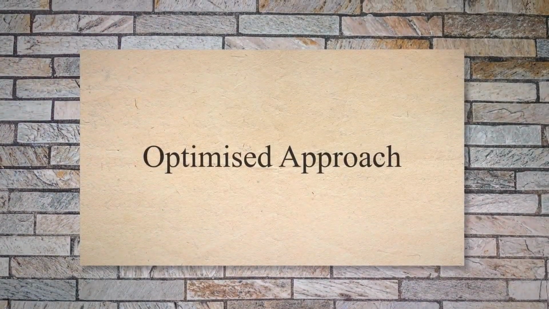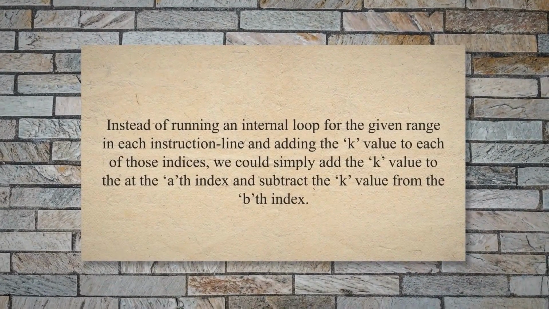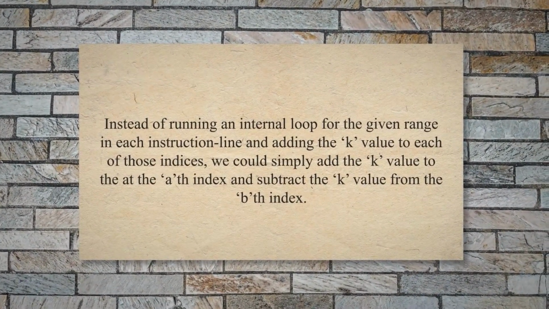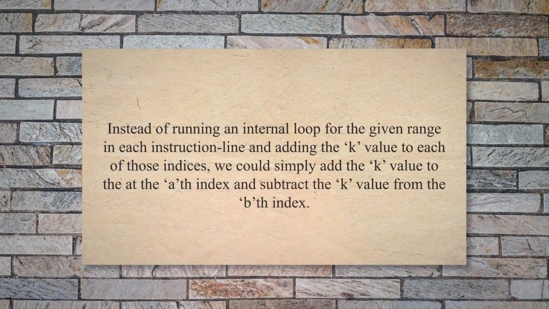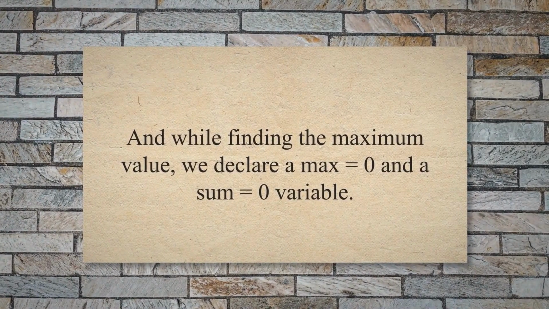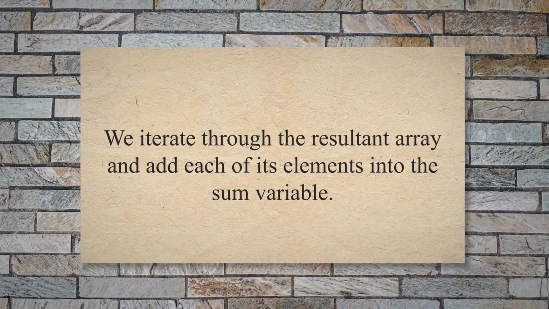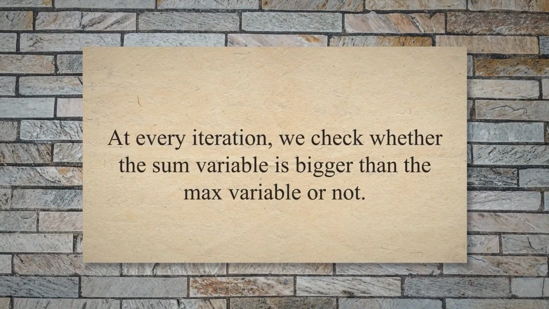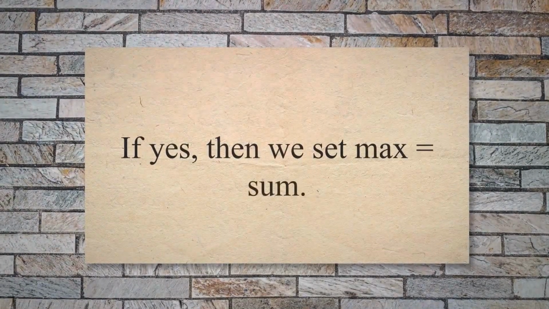Optimized approach. Instead of running an internal loop for the given range in each instruction line and adding the K value to each of those indices, we could simply add the K value to the Ath index, and subtract the K value from the (B plus 1)th index. And while finding the maximum value, we declare a max equals 0 and a sum equals 0 variable. We iterate through the resultant array and add each of its elements into the sum variable. At every iteration, we check whether the sum variable is bigger than the max variable or not. If yes, then we set max equals sum.